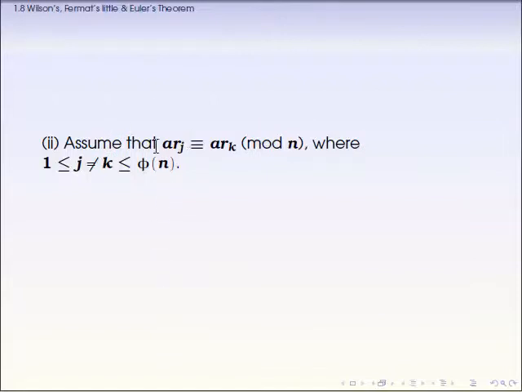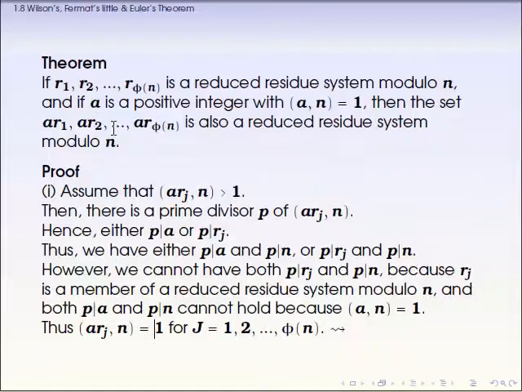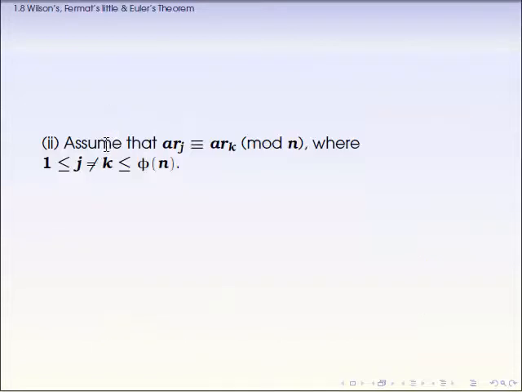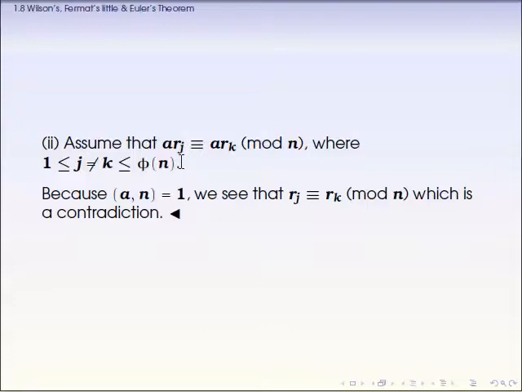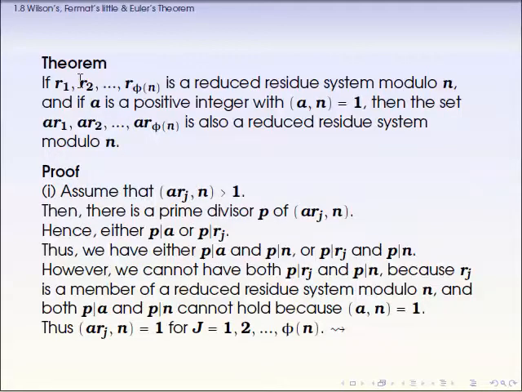And the second part is very simple. Let's say any two elements in the set are congruent modulo n, because we need to prove that none of them are congruent modulo n, but let's assume there are certain two integers in there that are congruent. Then, because a and n are relatively prime, you can cancel out this a from both sides. Then this claims rj is congruent to rk modulo n, and that is a contradiction to this, because we already have that condition.